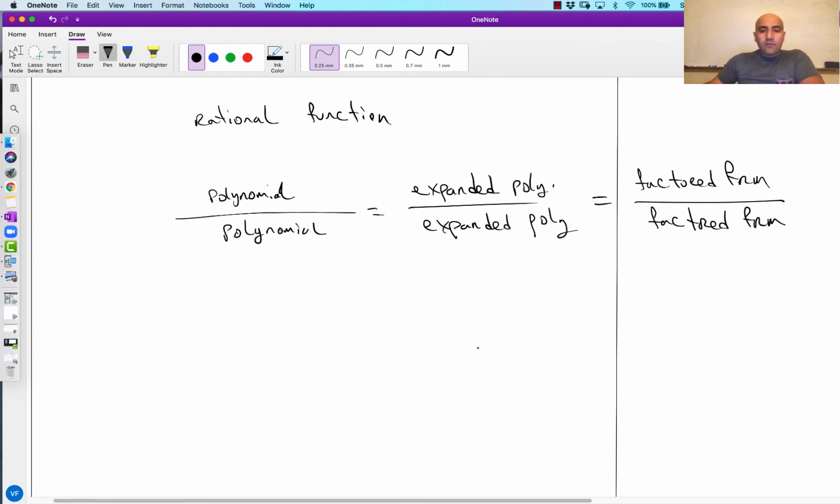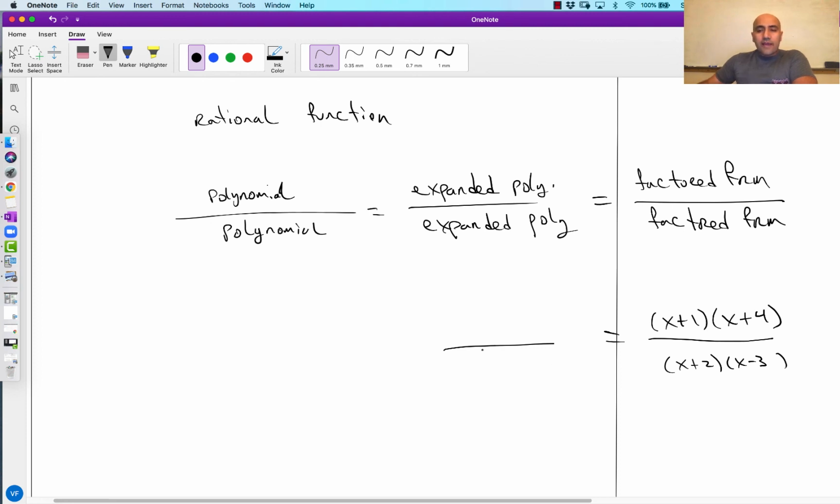For example, just to throw one out there, I could have something like this. I could have x plus 2, x minus 3, like that. And up here, I could have x plus 1, x plus 4, right? So this is a factored polynomial. And then I could FOIL it all out and get the expanded form.